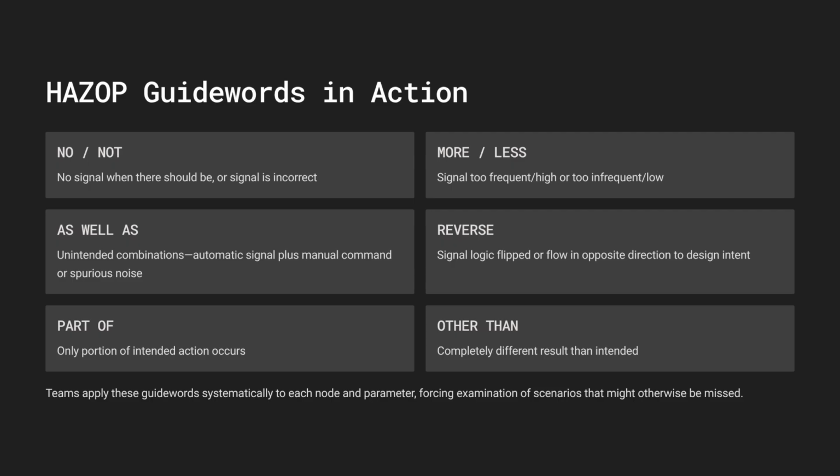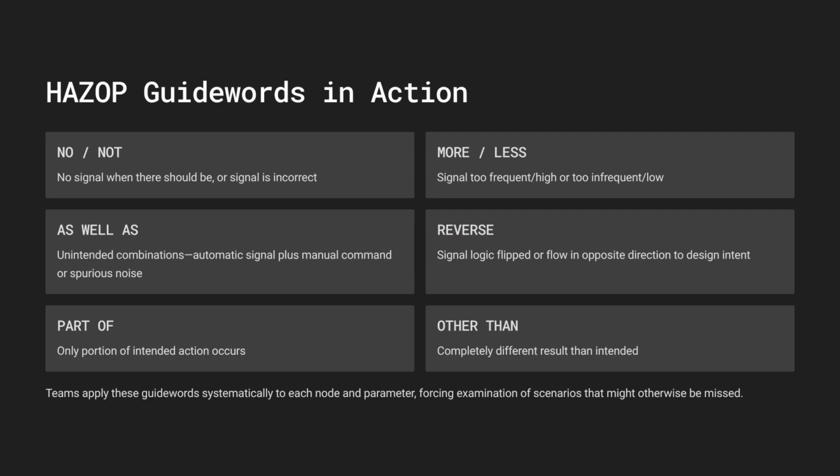Reverse could mean the signal logic is flipped. Instead of lock points, it sends unlock points. Or for flow, it literally means flow in the opposite direction to the design intent. Maybe due to wrong installation or a back pressure event, it forces you to question basic assumptions. It sounds like a really rigorous mental workout.